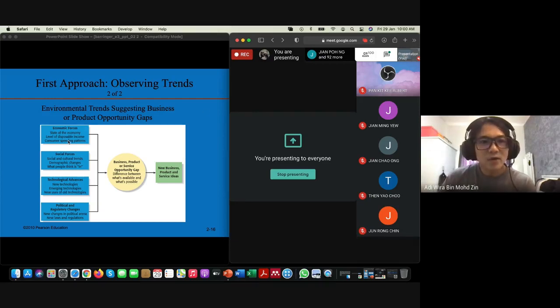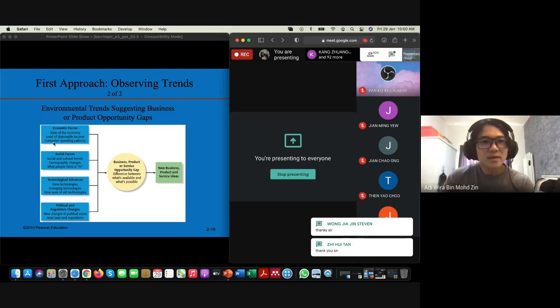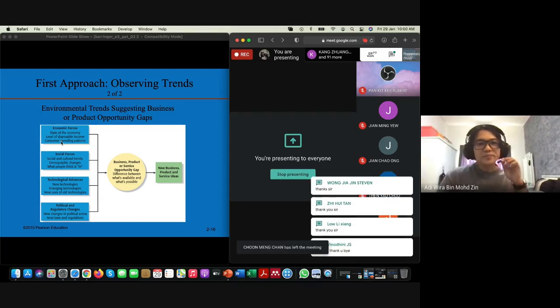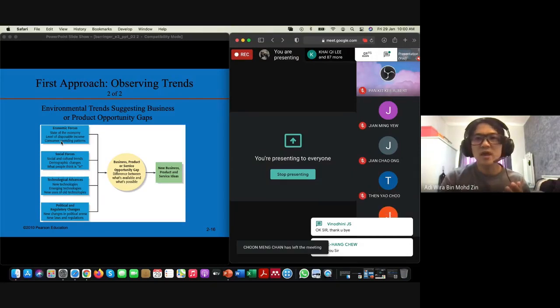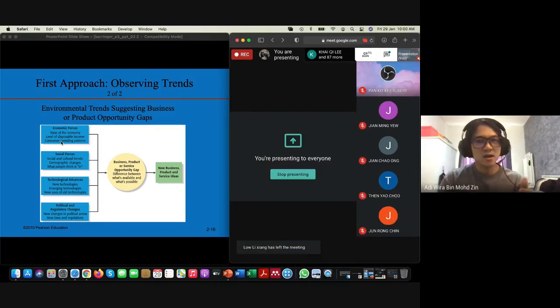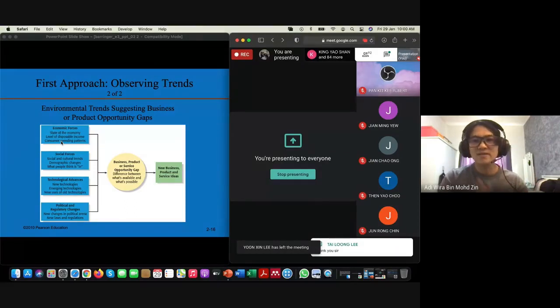So last but not least, on the spending pattern. When we talk about the spending pattern, we can consider a few aspects. We can look at the gender, the race, the area that you live in, and a few other aspects. So let's take a look at three aspects: the gender, the race, and the area.